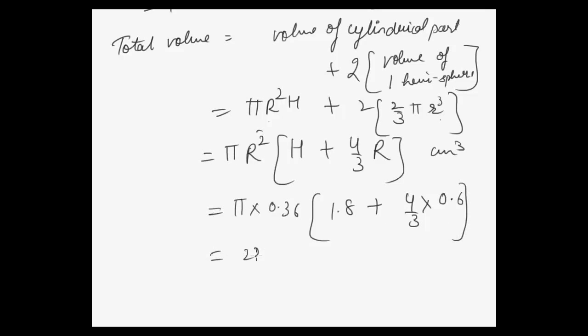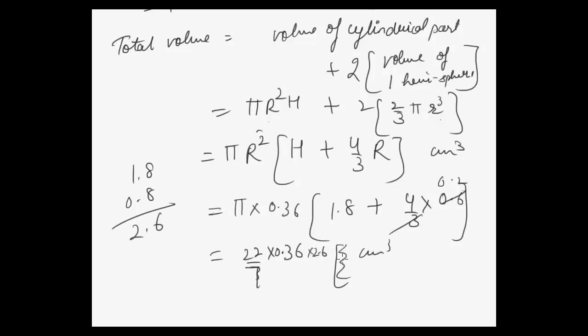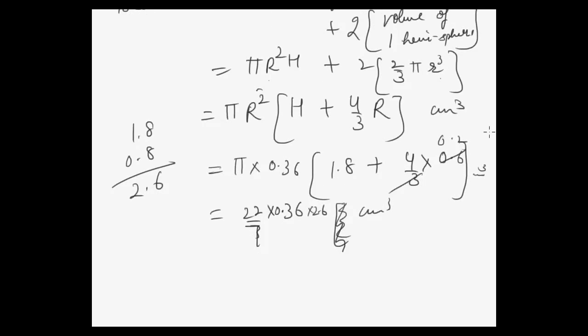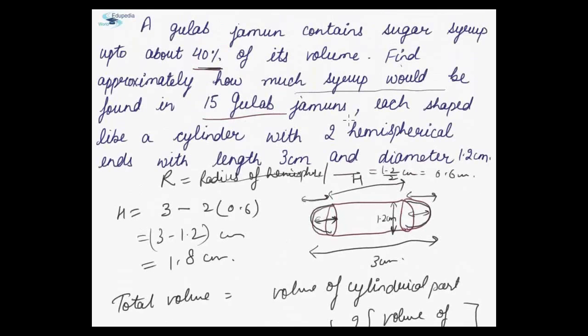So we have 22 by 7 into 0.36, and this value will be 1.8 plus 0.8, that is 2.6. So 2.6 and units are centimeter cube. So on solving this value, we will get the volume of one gulab jamun, but we need to calculate the syrup, and that too in 15 gulab jamuns.